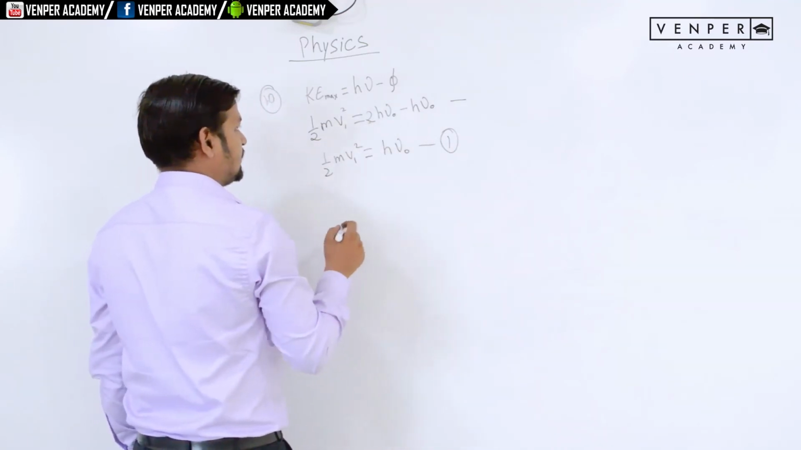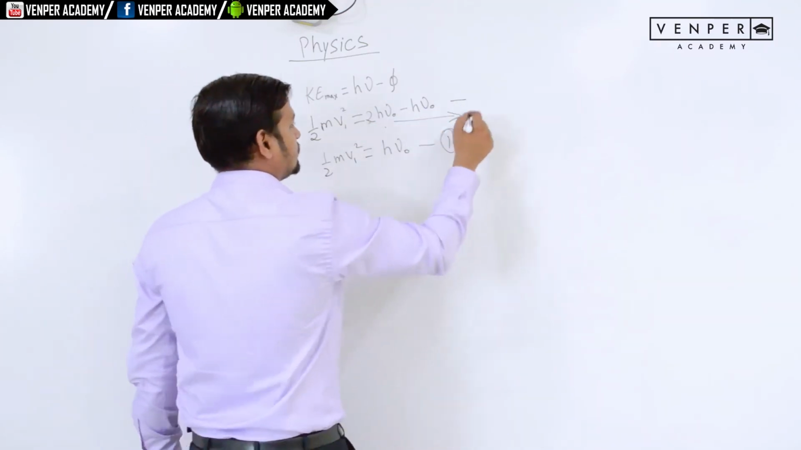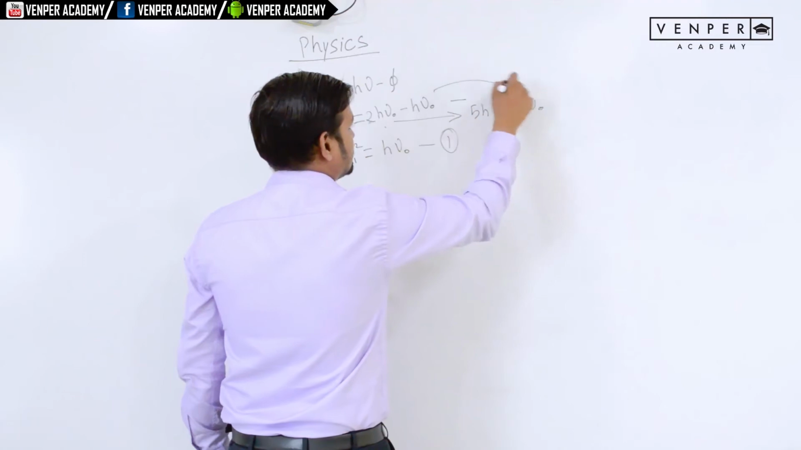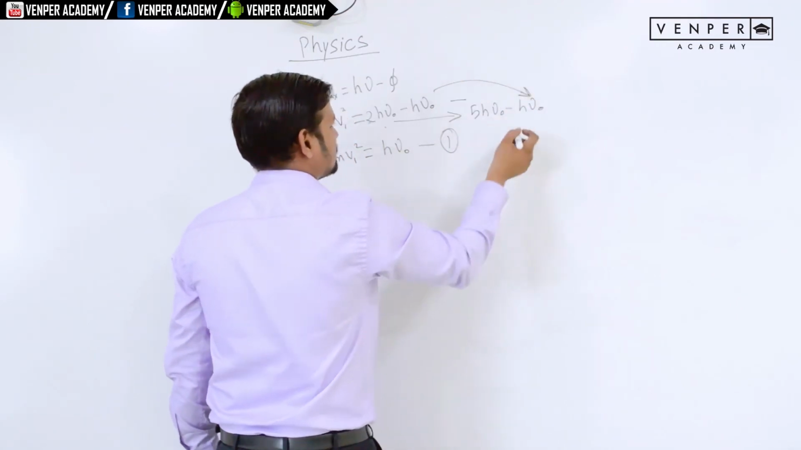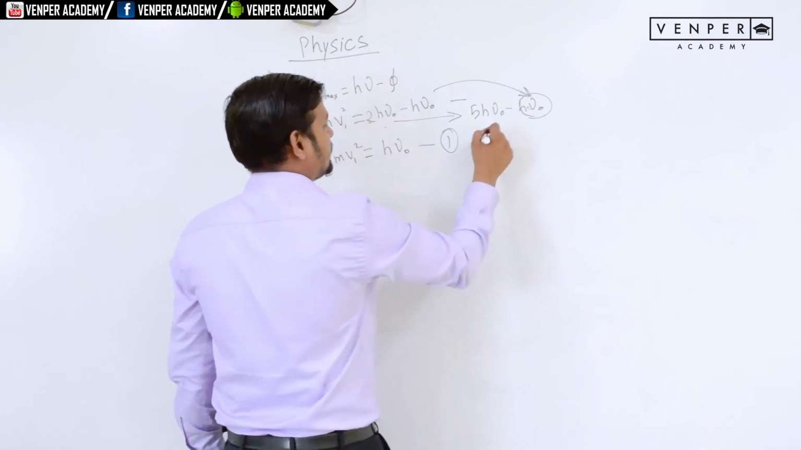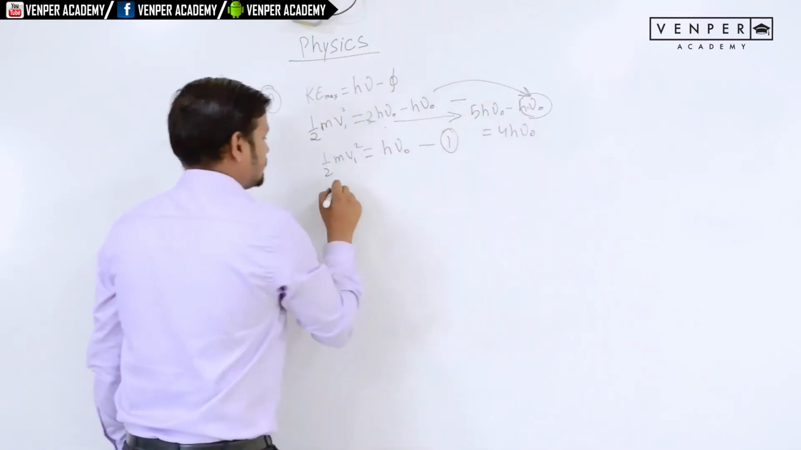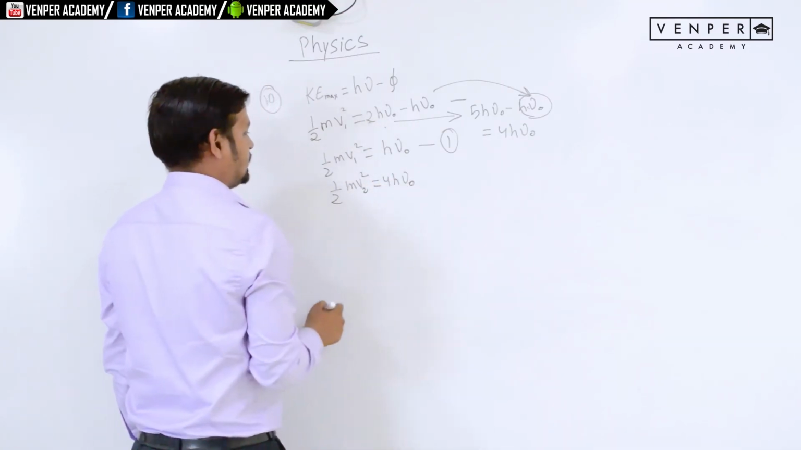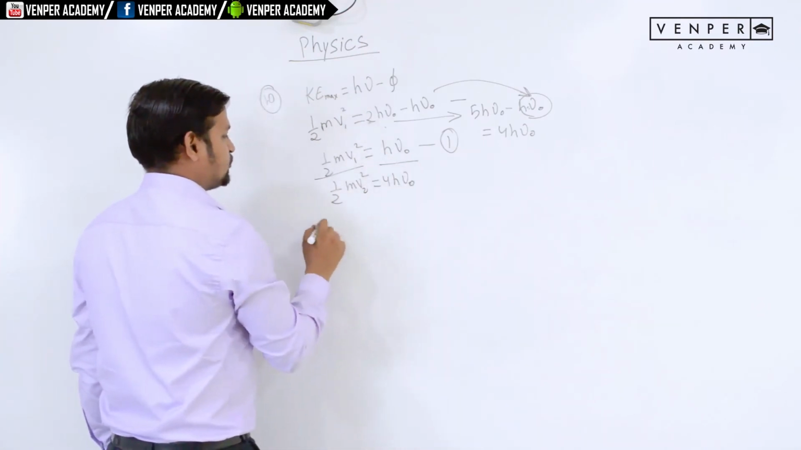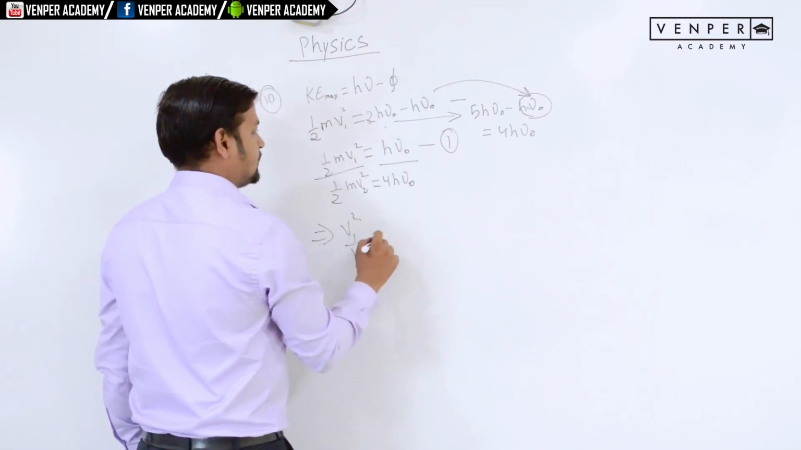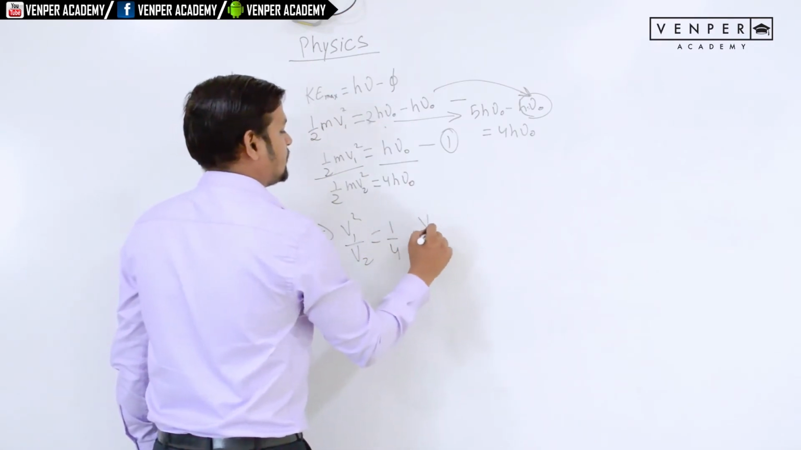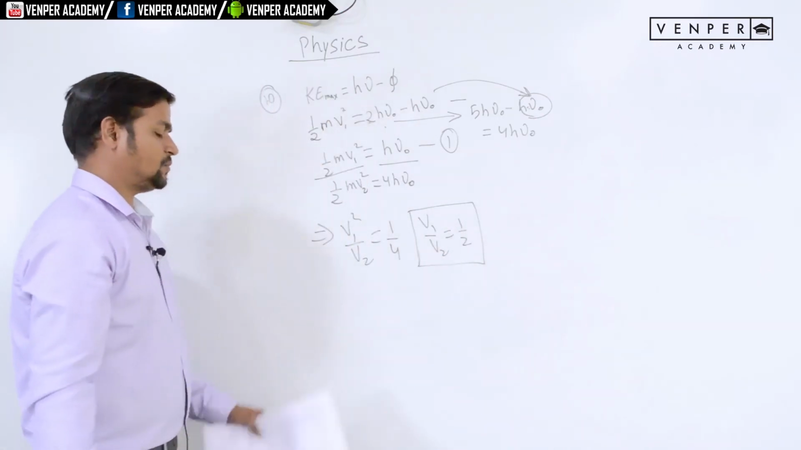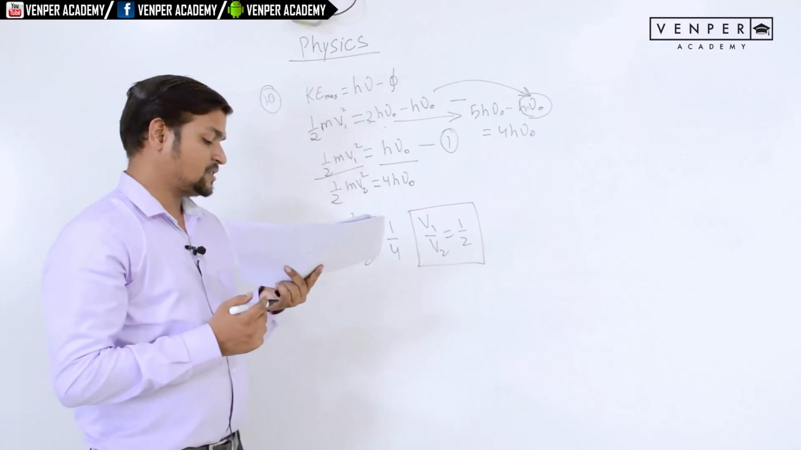Similarly, in second equation, this term will become what? 5h nu naught minus h nu naught, because that threshold frequency is same for both cases. So that work function will always remain same. So here this value is 4h nu naught. So you can say that half m v2 square is equal to 4h nu naught. You have to take the ratio of these two. Ratio means v1 square by v2 square is equal to 1 by 4. So v1 upon v2 will be equal to 1 by 2. So ratio of their maximum velocity is 1 by 2, means second option.